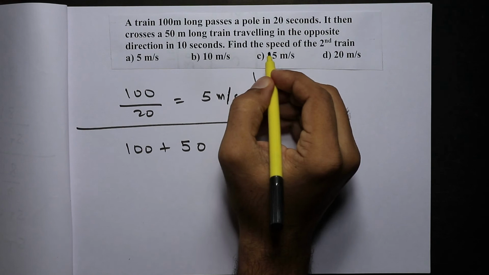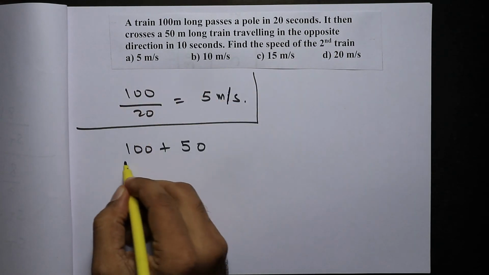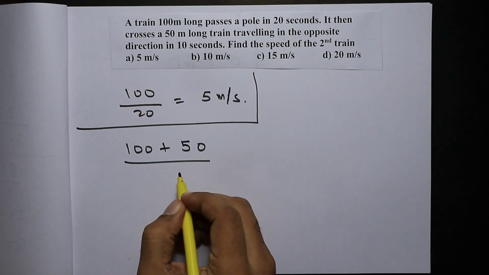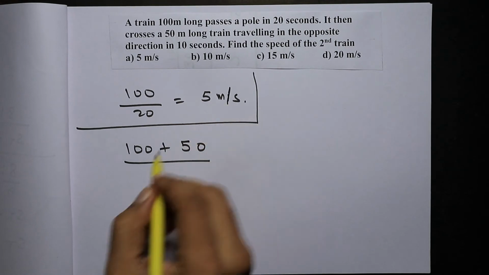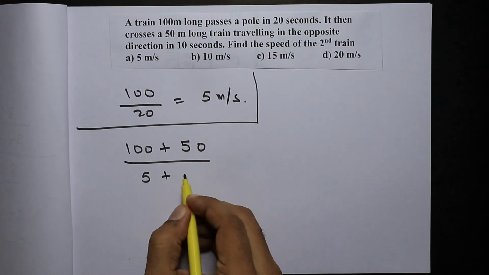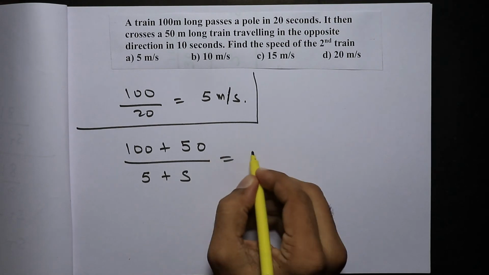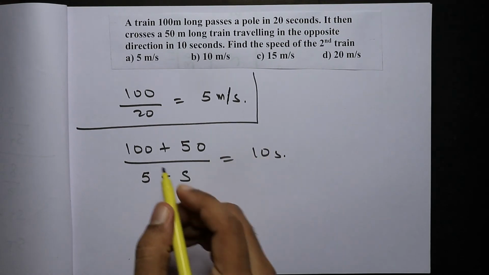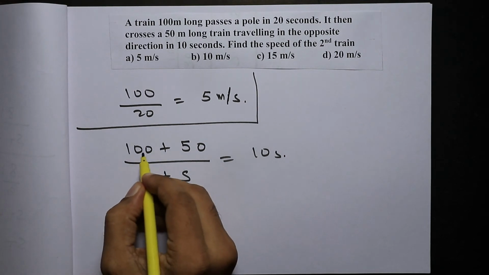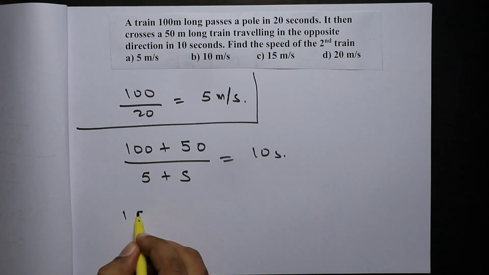Now here they are moving in opposite directions, so relative velocity will be the sum of their speeds. First train speed is 5 meters per second. Second train speed, we will just take as S. And the time required is given as 10 seconds. So let us just solve. 100 plus 50 gives you 150.